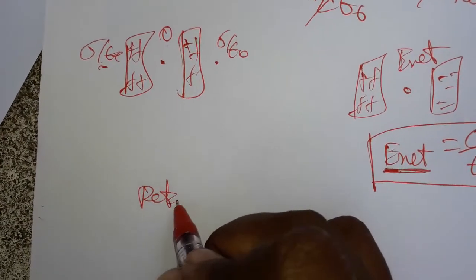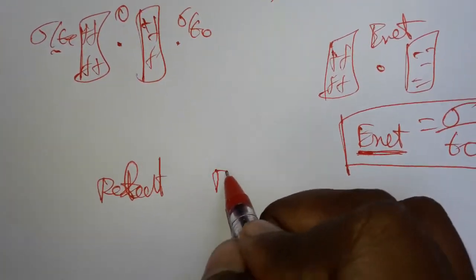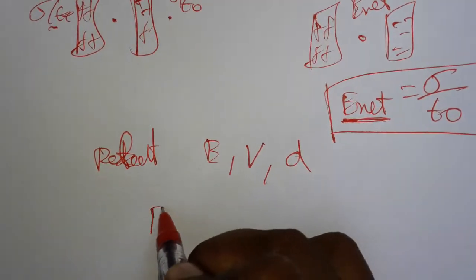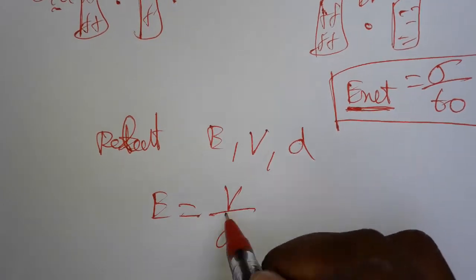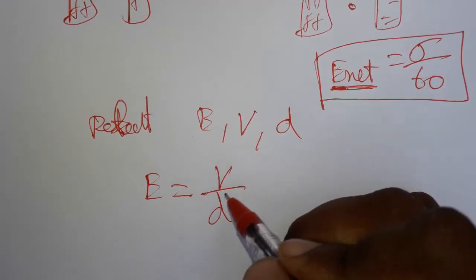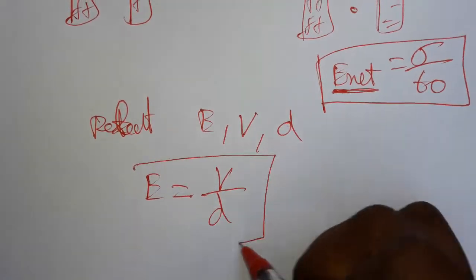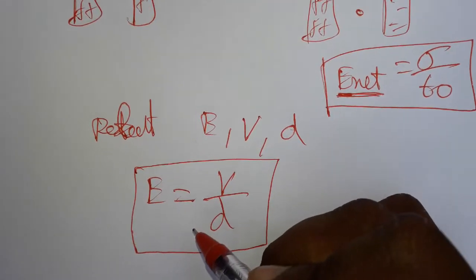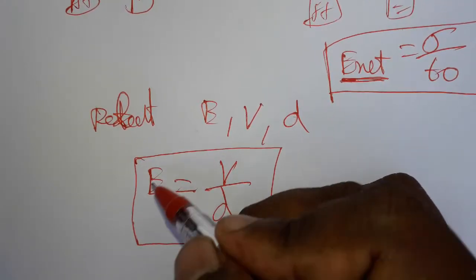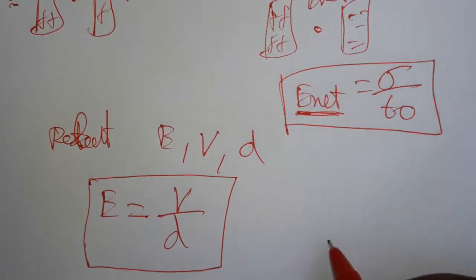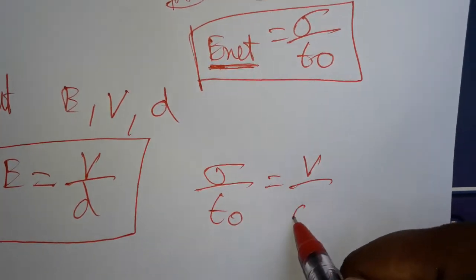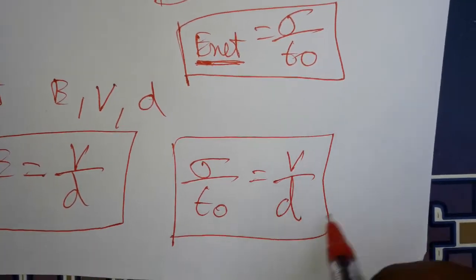Now the relation between E, V and the distance between the two plates. E is equal to V divided by D, the potential gradient. In the potentiometer also we will learn potential gradient is equal to V by L. It is the potential gradient, volt per unit length. So voltage per unit distance we take as electric field. So the electric field we now got, sigma divided by epsilon naught, is equal to V divided by D. This is the equation.